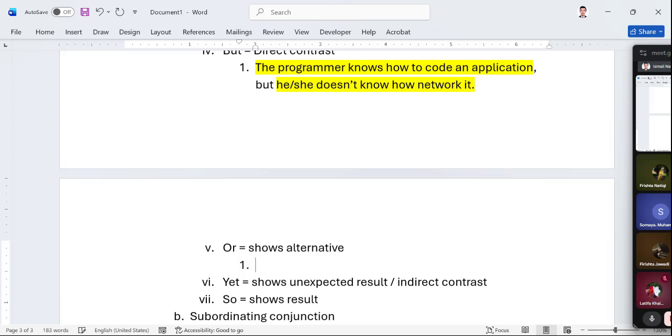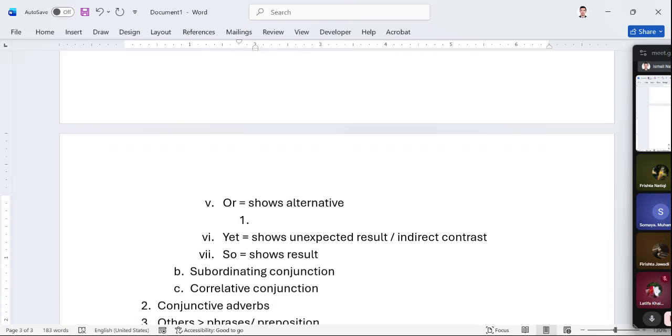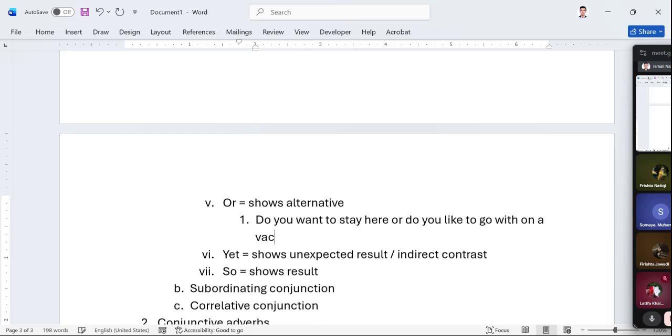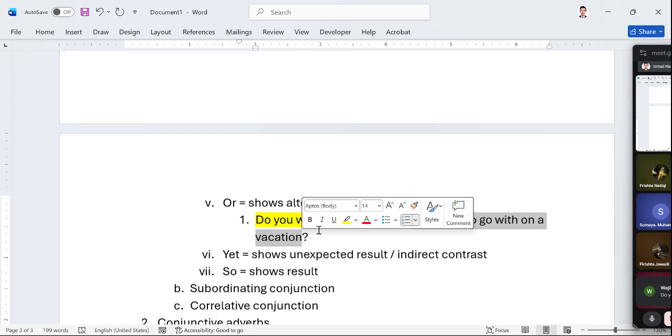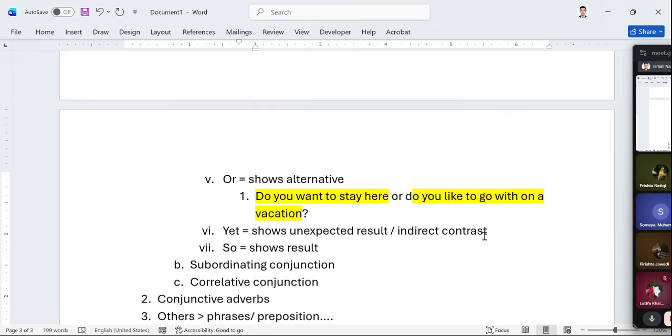"Or" is alternative, it means option A or option B. We may write here, if I ask, do you want to stay here, or do you like to go with us on a vacation, for example? So it is connecting two sentences. Which questions are connected here, the first one and the second one? So these two are connected using "or".